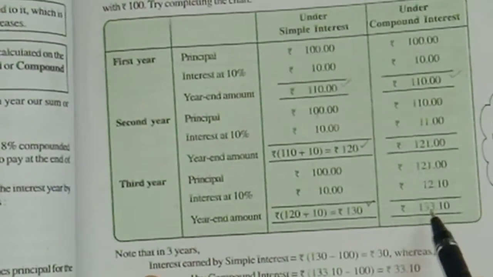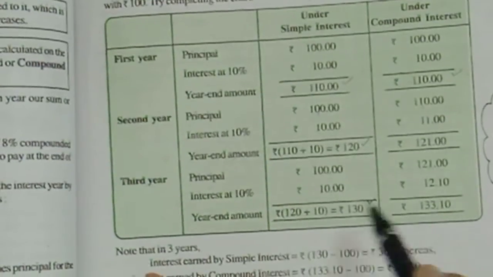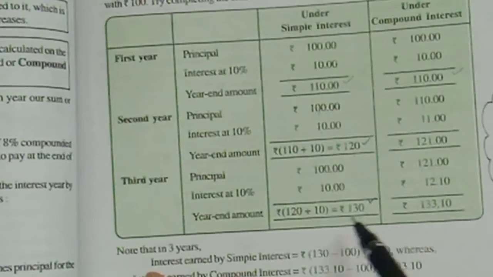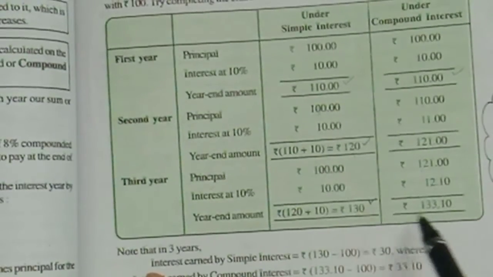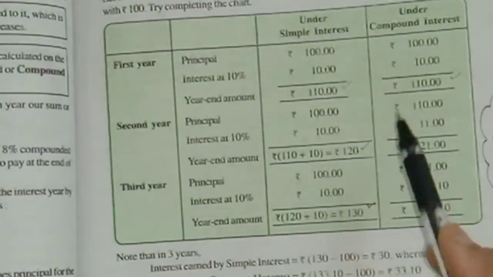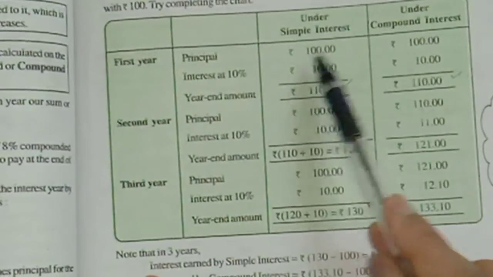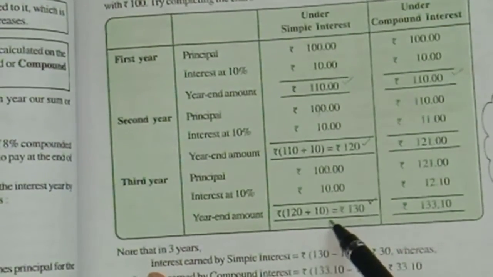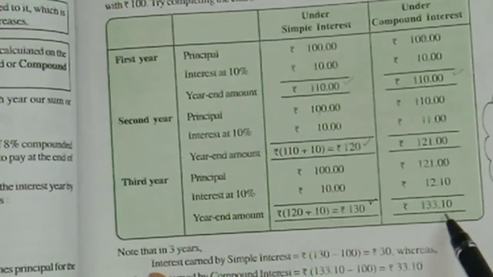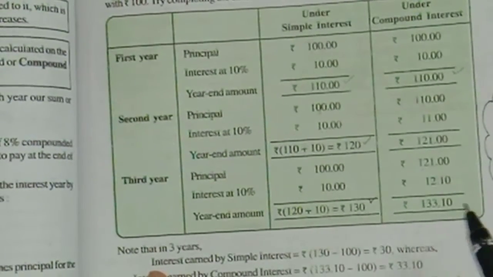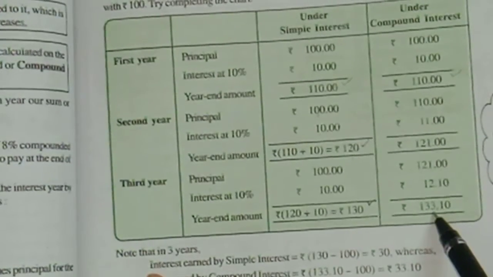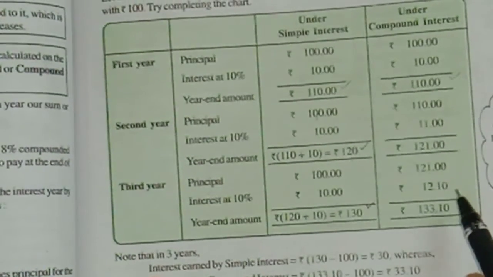So that is why the money will be slightly more here. As we are taking 100 rupees, you can see the difference. It is 130 and it is 133. So when the depositing amount is more, you will see a great difference between the amount of simple interest and compound interest. Understood? Now come to your sum.